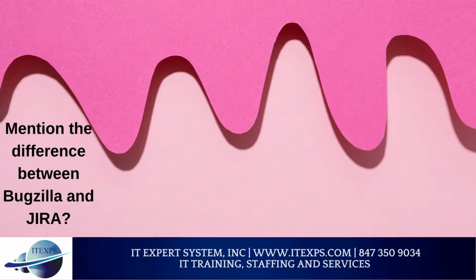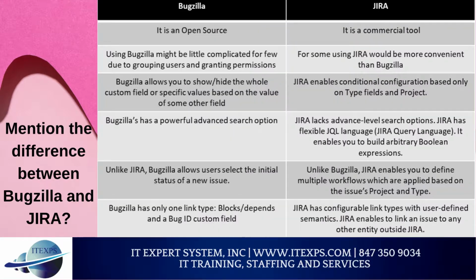Mention the difference between Bugzilla and JIRA. Bugzilla is open source. JIRA is a commercial tool. Using Bugzilla might be a little complicated for few due to grouping users and granting permissions. For some, using JIRA would be more convenient than Bugzilla. Bugzilla allows you to show or hide the whole custom field or specific values based on the value of some other field. JIRA enables conditional configuration based only on issue type fields and project. Bugzilla has a powerful advanced search option. JIRA lacks advanced level search options.